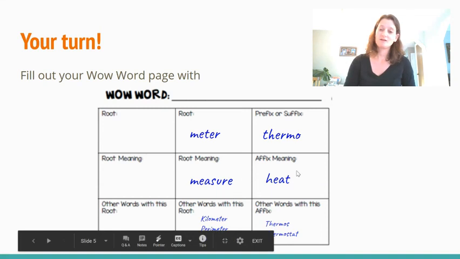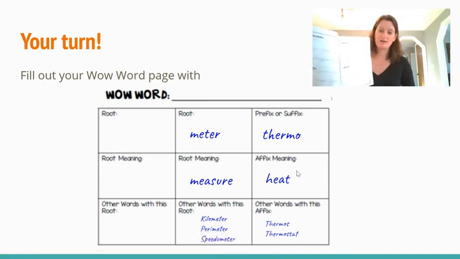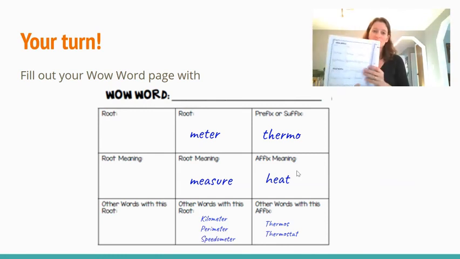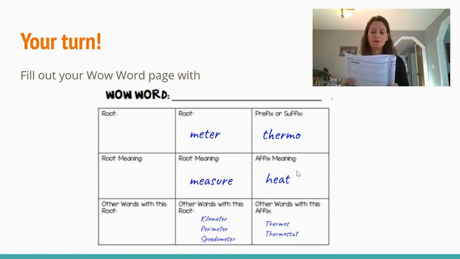Okay, so I would like you to fill out your wow word page, please. Okay, and then you check your Canvas assignment for any other things that you have to do to show me that you have learned some things about your wow word today.